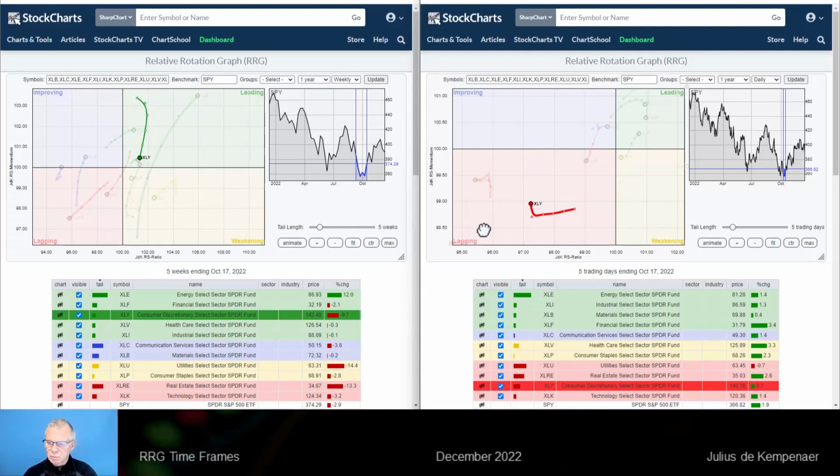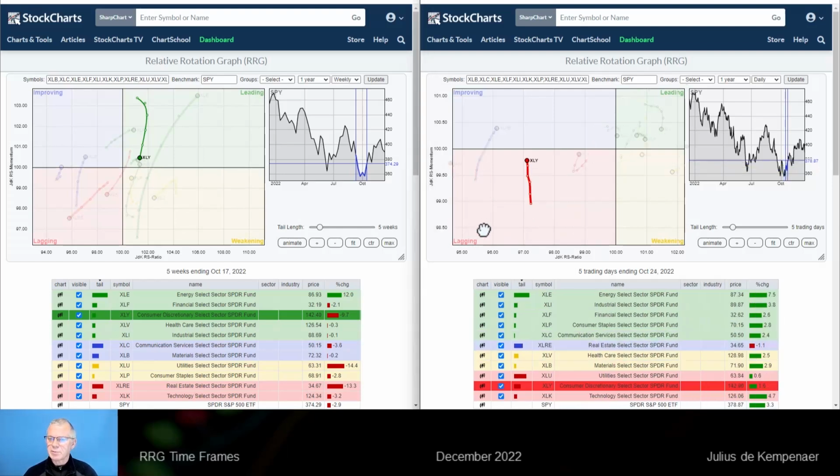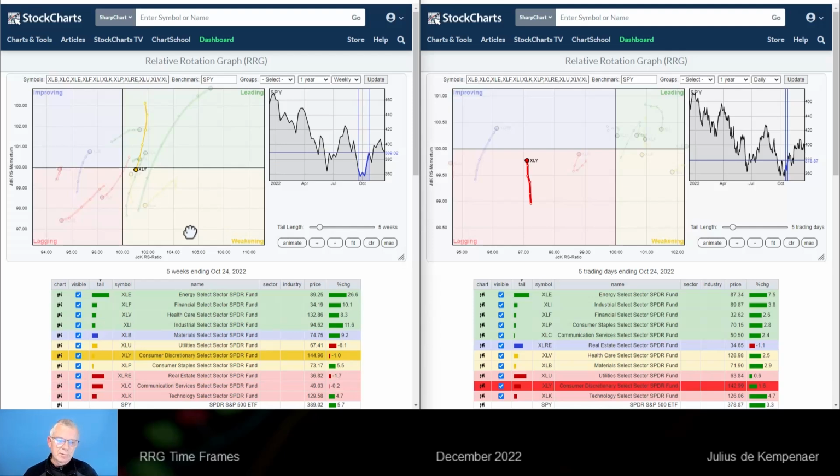So let's go 1, 2, 3, 4, 5. You see a recovery in XLY. It's actually picking up momentum. On the weekly, where also October, it's completely invisible. So this is sort of noise.